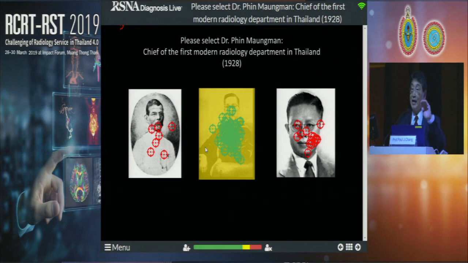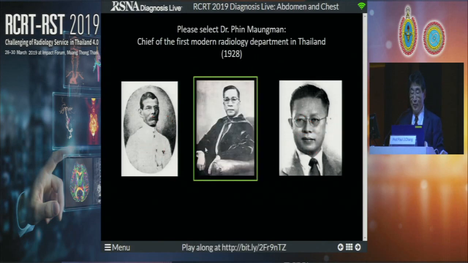Today, this morning session is abdominal and chest. After lunch, we'll do neuro and MSK. So if you're a neuro person or a bone person, don't feel bad that you might not do well this morning, okay? So here's the first case.